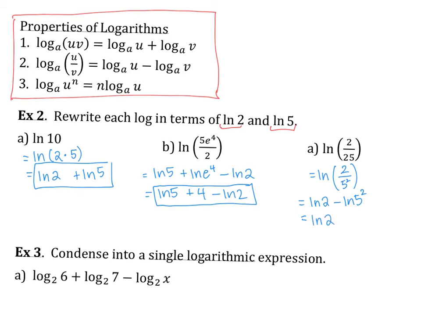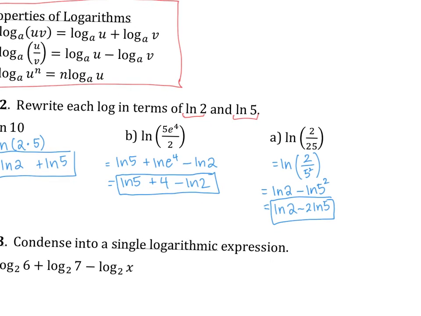I'm going to use that last property where I can take this exponent and bring it down. So now I have minus 2 ln 5. Okay, so I have ln 2 minus 2 ln 5. The only logs in my answer are ln 2 and ln 5. So this is rewritten as I want it to be.